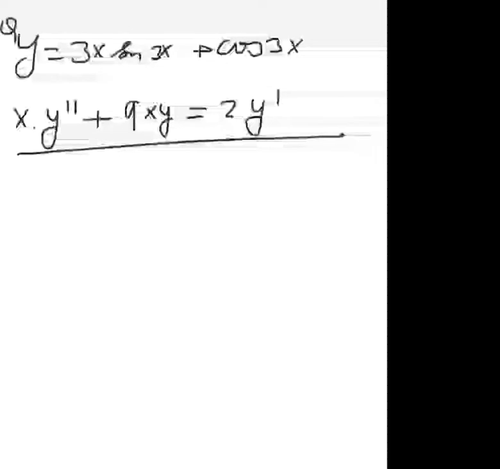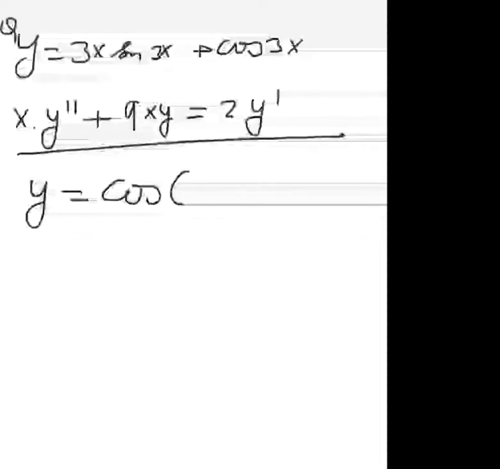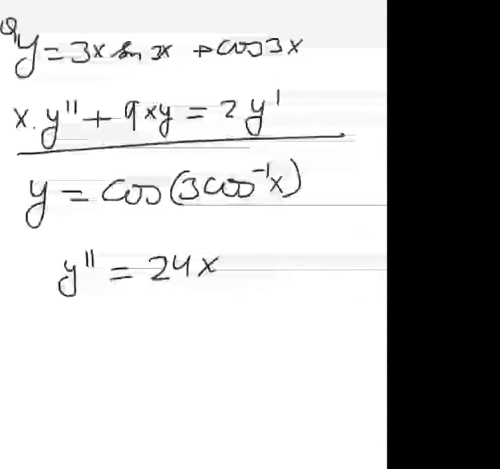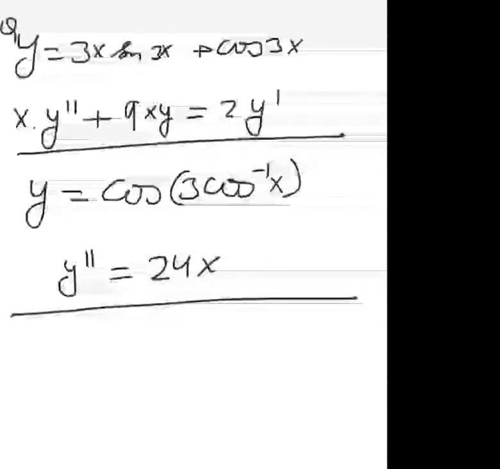One more question. y is equal to cos 3 cos inverse x. Then prove that y double dash is equal to 24x. These are very good questions. I just want to take you to the questions which are making the chapter a little more interesting.